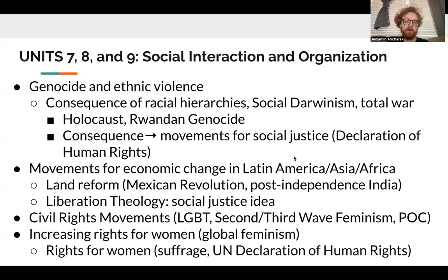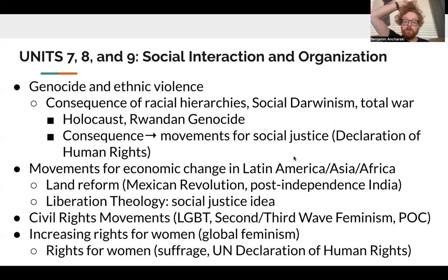However, we do see that that is going to have a big consequence of motivating people to reflect on these genocides and say, maybe we shouldn't do that. Maybe we should have movements for social justice. And a good example of that is the UN Declaration of Human Rights.